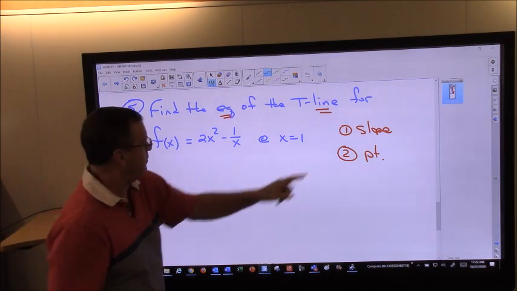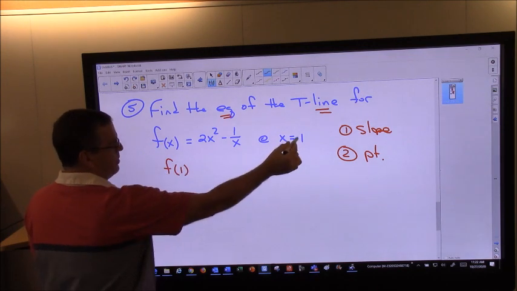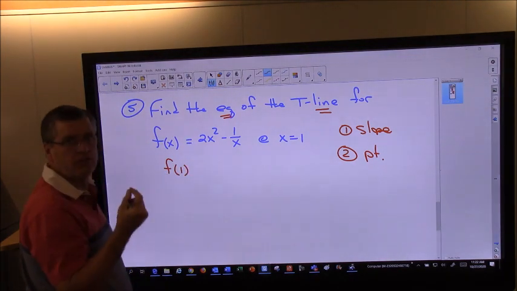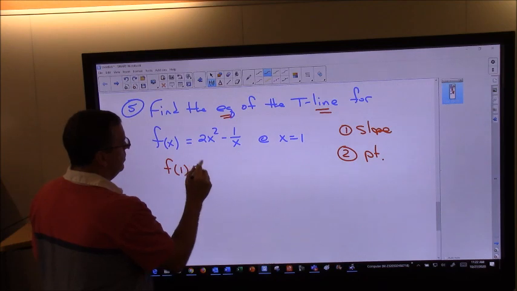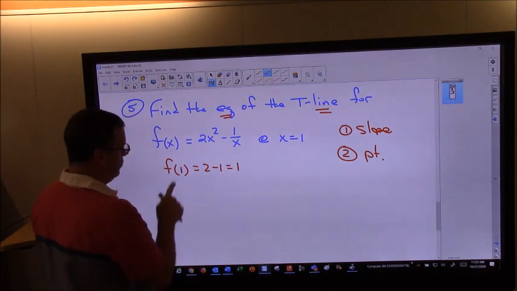So I'm going to find the point first. So if I do f of 1, that means I'm just plugging this x value back into here to see what I get for y. So that's going to be 2 minus 1 over 1, that's 1. So 1 comma 1.